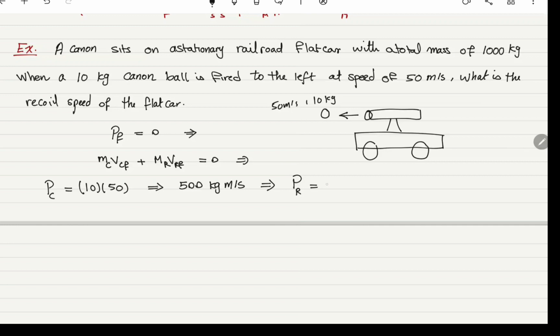Now momentum for the railroad equals the mass of the railroad times the velocity for the railroad, which equals 500. You substitute numbers here, you will find V for the railroad equals 500 divided by the mass of the railroad, which in this case is 500 divided by 1,000, or half a meter per second, and it has to be to the right.